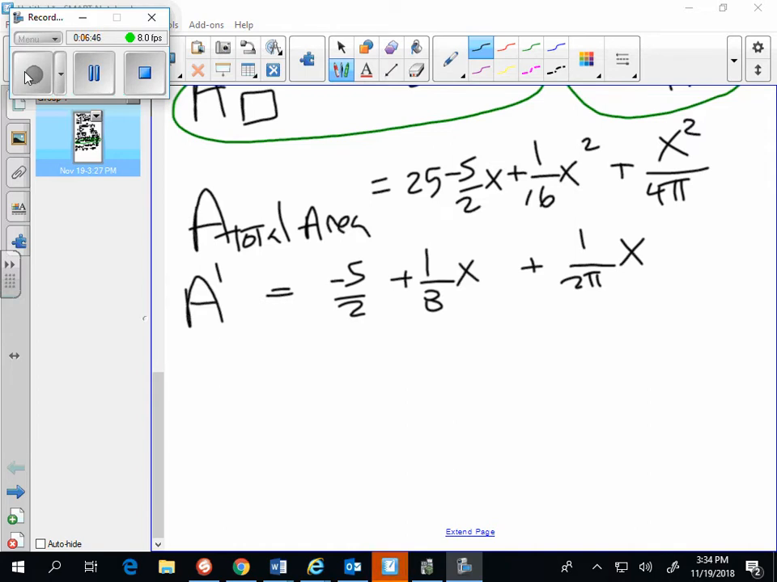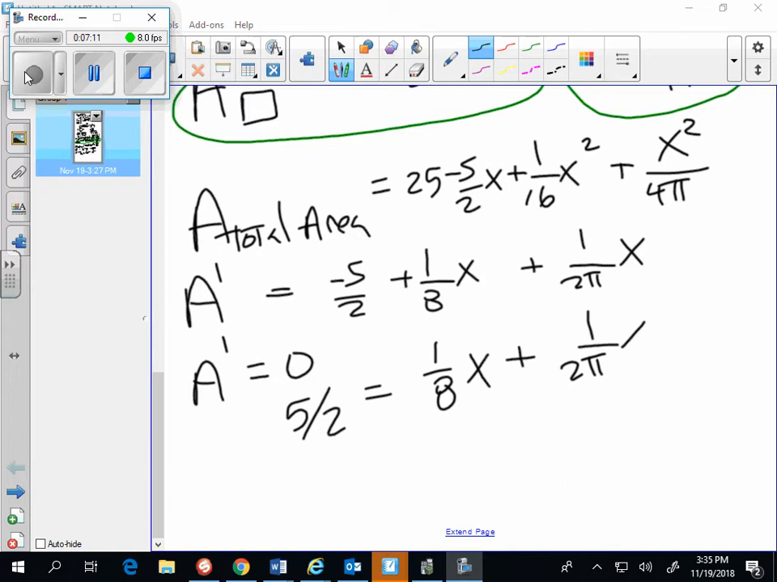And I notice that A prime is linear. Look, it's a thing times x plus a thing times x. This is a linear equation. This is y equals mx plus b. Is that ever undefined? No. So I don't have to worry about undefined here. I do have to set A prime equal to 0. And when I do that, I get 5 halves equals 1/8 x plus 1 over 2 pi x.